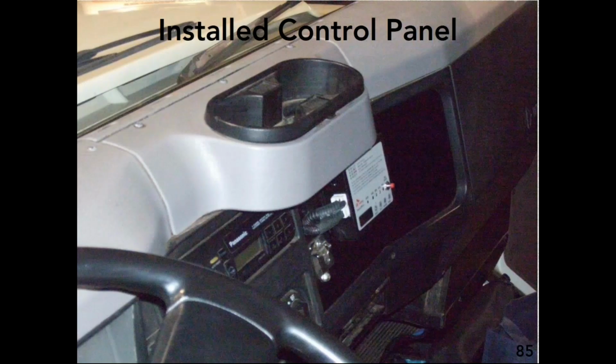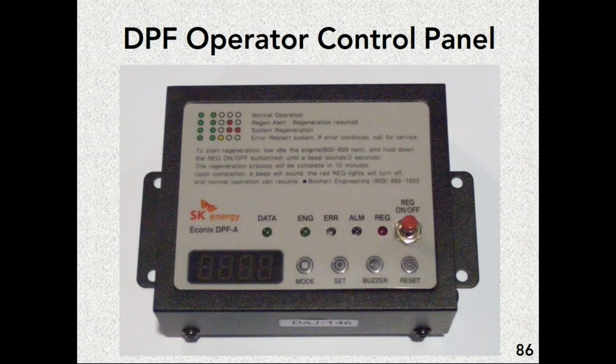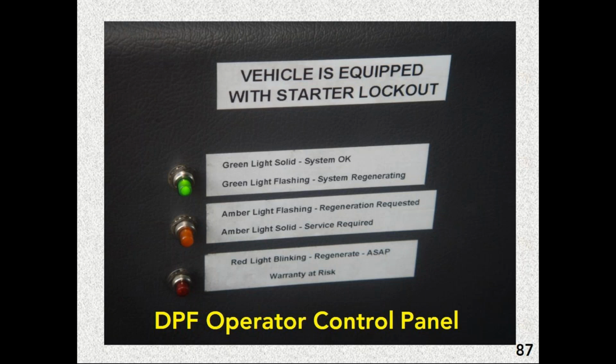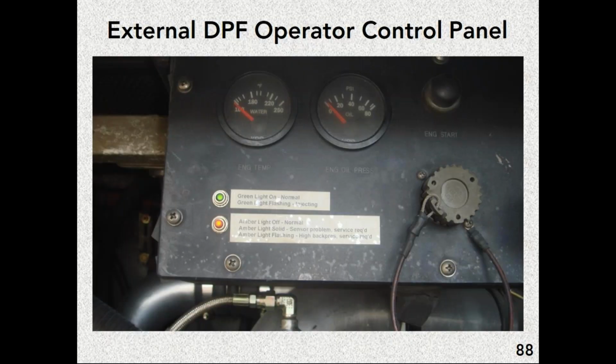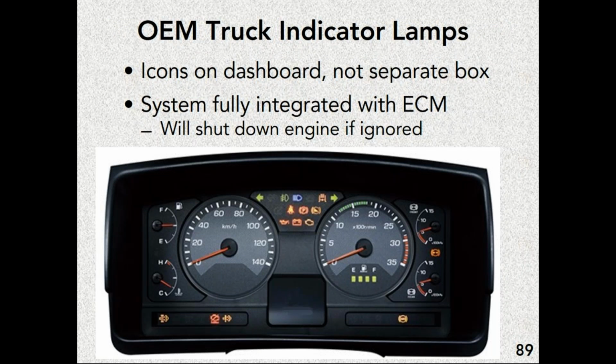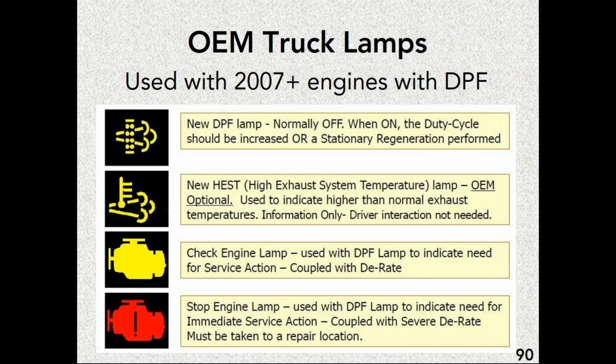If it's a retrofit, it's going to be installed in the dash like this one or the one I just showed you. This is a little blow up of the one I just showed you installed. You might have simple ones, you might have complicated ones. This is a very simple one right here. If you're driving any vehicle that is OEM, it'll have it in the indicator light system. So on this particular one, this is a 2007 and newer with just a filtration system. You've got some new lights. You've got the new DPF lamp.